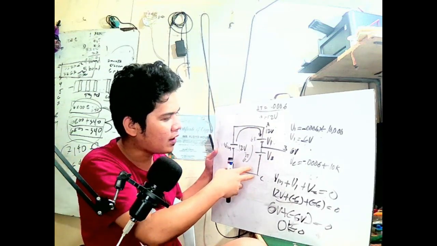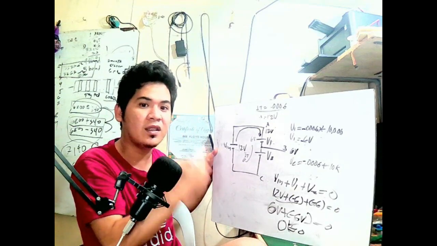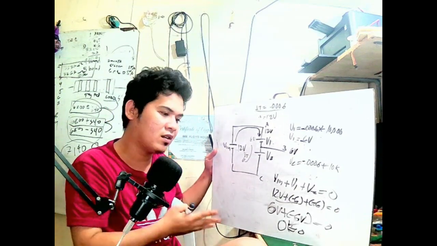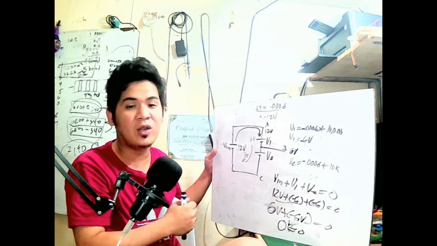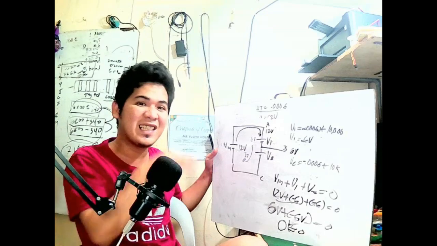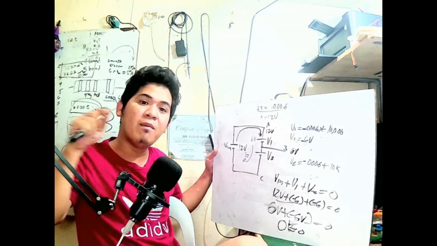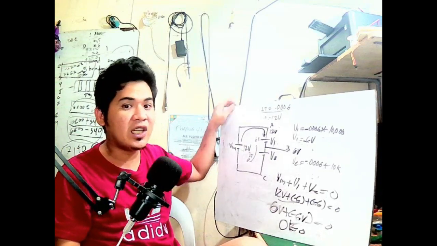Etong voltage divider na to is magagamit natin to pag nasa industrial automation na tayo. Since yung industrial automation, yung mga sensor nila is gumagamit ng 12 volts, 24 volts. Now, yung ating Arduino is only work with 5 volts. Now, we can step down yung ating voltage para mag-work siya sa ating logic system ng ating Arduino.